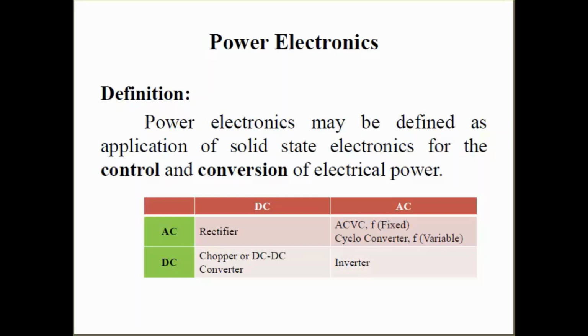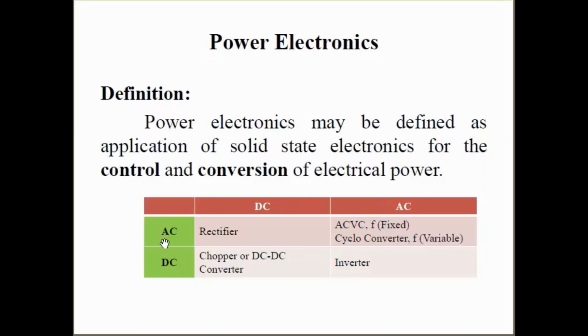From the definition, power electronics may be defined as the application of solid-state electronics for control and conversion of electrical power. So this is the application of power semiconductor devices for control and conversion of electrical power. The entire power electronics subject concept can be analyzed with the help of this table. For that, we need to consider the type of input supply and type of load.